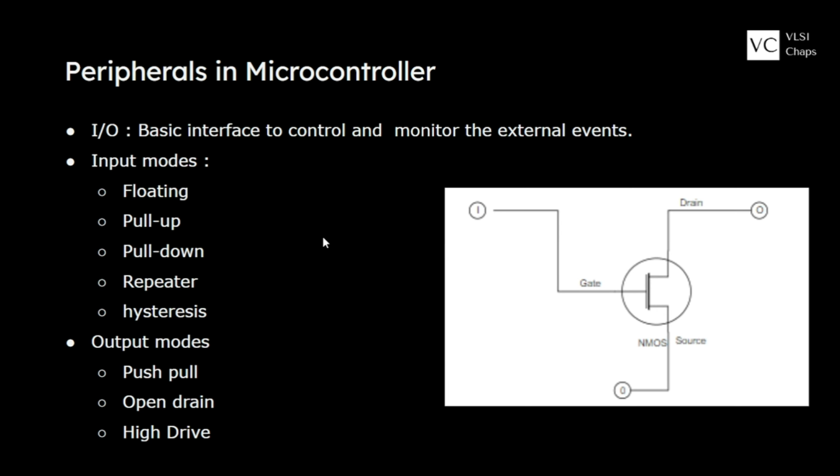Also we have a high drive mode of the output pins, which drives high power and is able to drive high current. They are basically push pull mode pins, but in push pull they are able to drive around 8 milliamperes of current, while in high drive we will be able to drive around 40 milliamperes, which is used in very high-power applications.